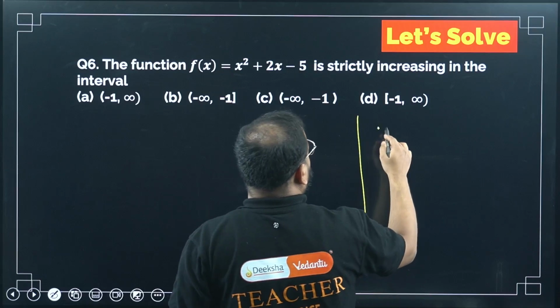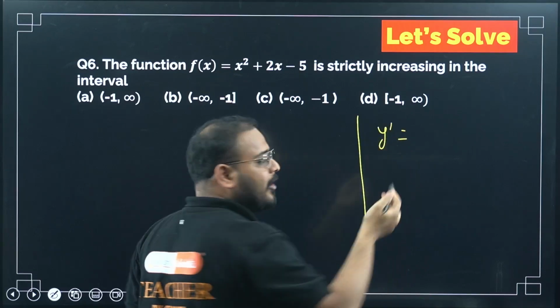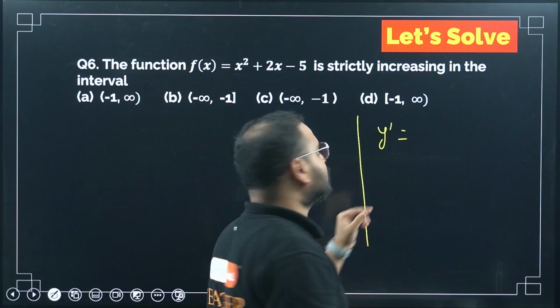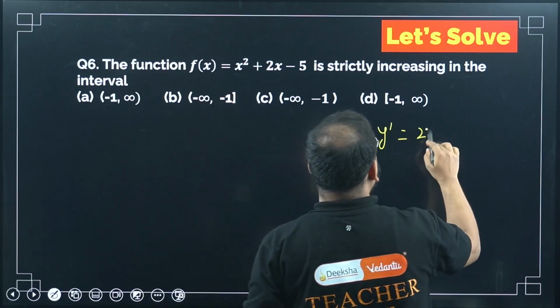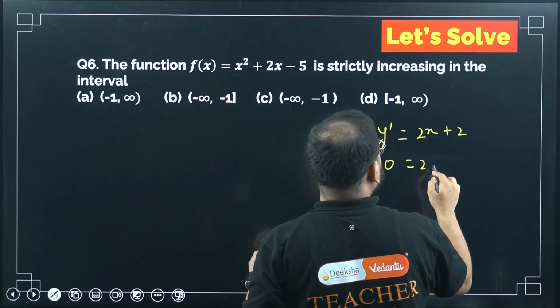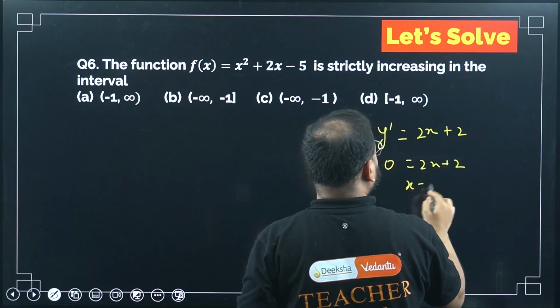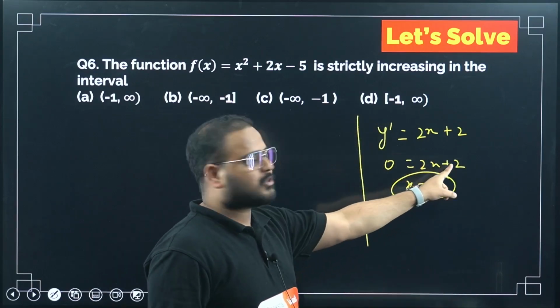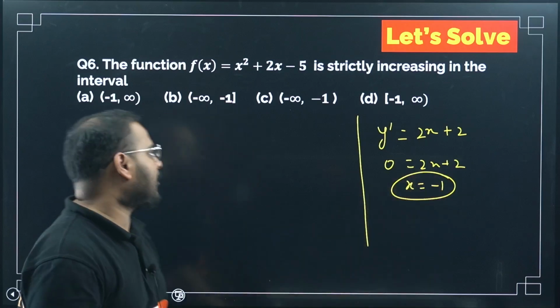Chaliye. y dash is equal to what? How to find the critical point? Find y dash, put it equal to 0, get all the values where this is equal to 0. So 2x plus 2, okay, put it equal to 0. So 2x plus 2 equal to 0. x equals what? Minus 1. How, sir? Please check. x equal to minus 1 means minus 2 plus 2, so 0. So x equal to minus 1 is my critical point.